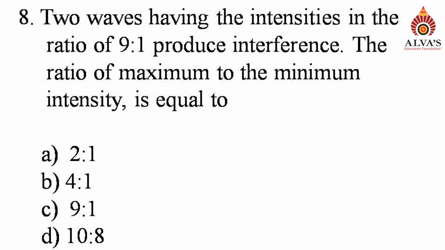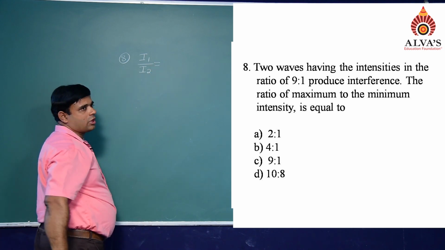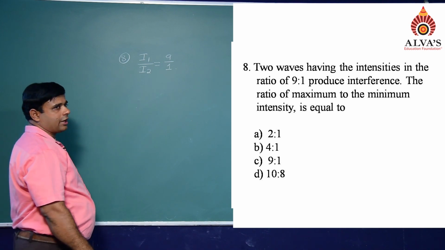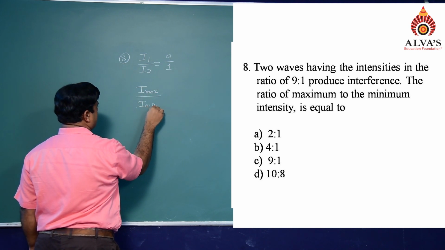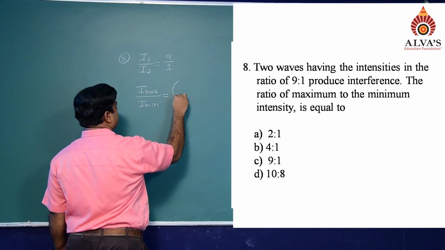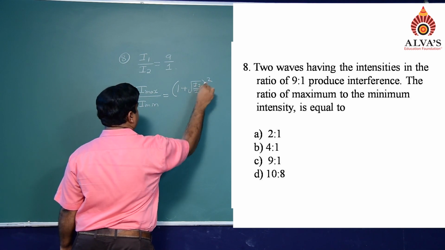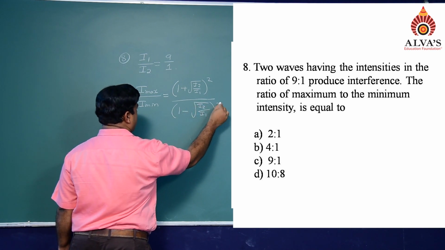Two waves having intensities in the ratio of 9:1 produce interference. The ratio of maximum to minimum intensity is to be found. Intensity is given, I1 by I2 equal to 9 divided by 1. You have to find out the ratio of maximum intensity I maximum by I minimum. In terms of intensity, this can be written as (1 plus root of I2 by I1) square divided by (1 minus root of I2 divided by I1) square.